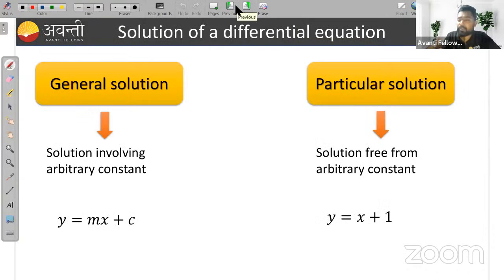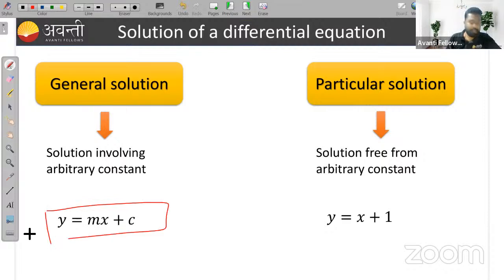What is the solution of a differential equation? The first thing is the general solution. What is the general solution? A solution involving arbitrary constants. That is, we can say y is equal to mx plus c is a general solution of a differential equation. So what are particular solutions? A particular solution is a solution free from arbitrary constants. So that is y is equal to x plus 1.